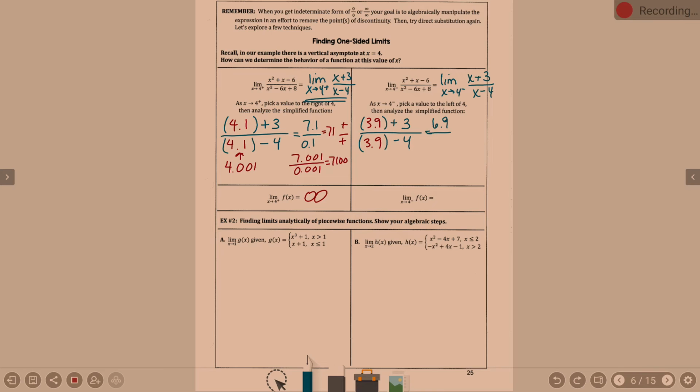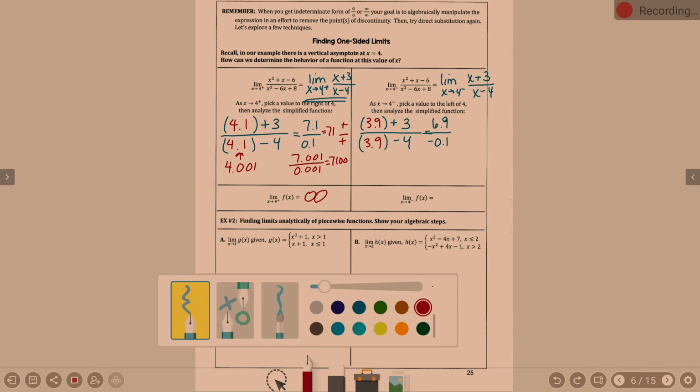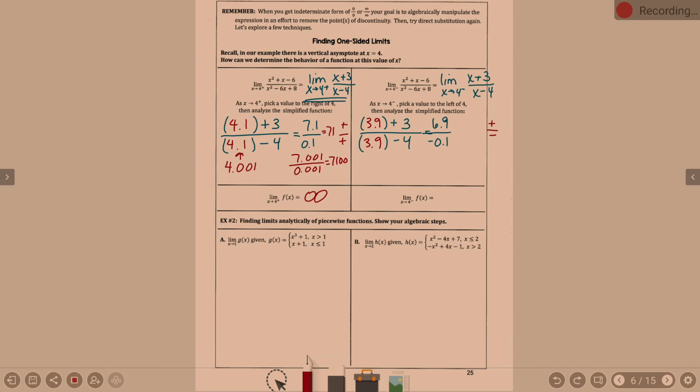Well, now notice you have a positive divided by a negative. This is negative. And so this is going to end up at a negative big number. Does that make sense if I say negative big? It's negative 69, which is a really big negative number. How's that? Okay.